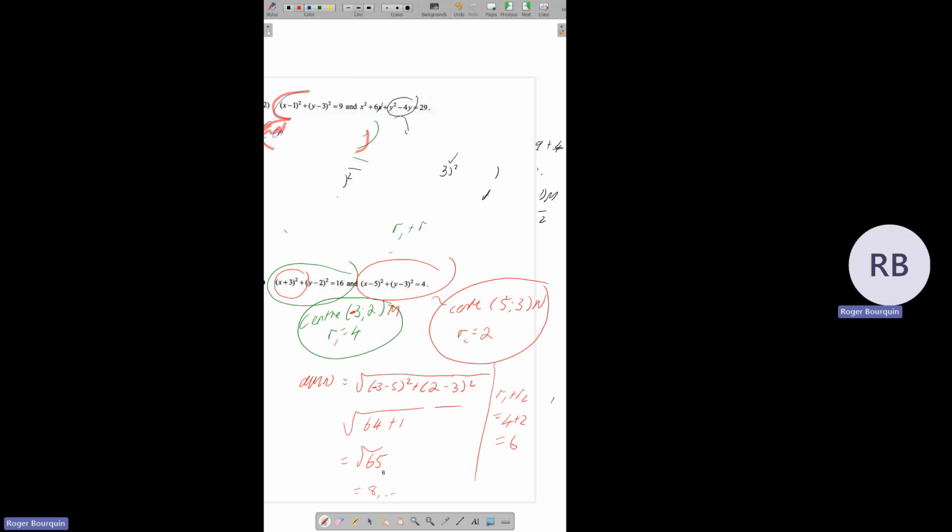So R1 plus R2. MN is bigger than R1 plus R2. Therefore the distance between the centers is bigger than the sum of the radiuses, which means they're never going to touch, so they don't touch. The circles won't intersect.